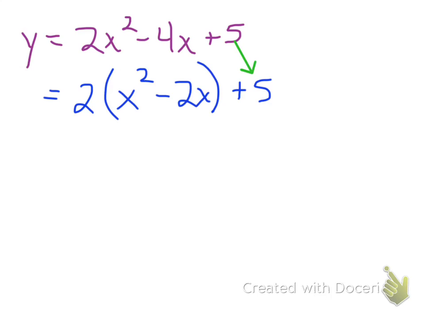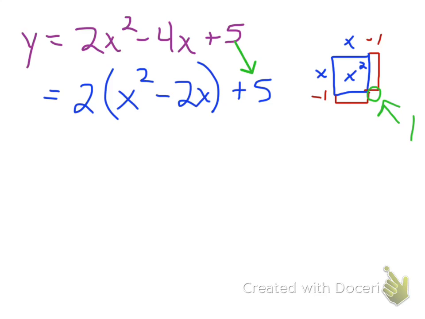Now with my set of parentheses, I'm going to complete the square with that. So if I take a look at a quick sketch, I would have an x squared, which has a side length of x. I have negative 2 x's, so I'd have a negative x here and a negative x here, being a minus 1 and a minus 1. That leaves a box down in the corner. That box is going to be a negative 1 times a negative 1, which means it's going to equal a positive 1.